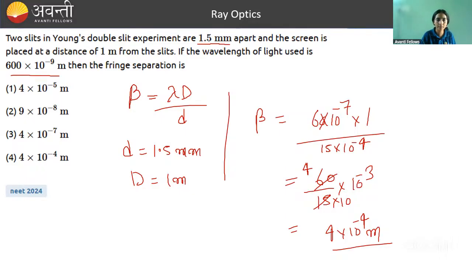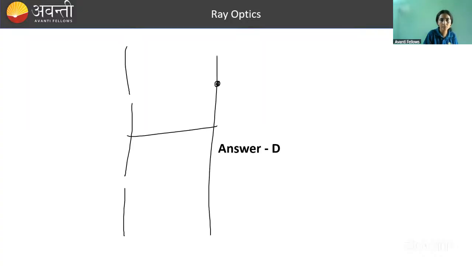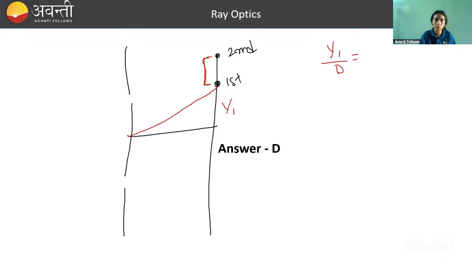What is beta? If you are confused, let me explain. Look at the YDSE experiment like this. Let's say here there is the first maxima, and here the second maxima. So fringe width is the separation between the fringes, either between two maxima or two minima. What will the distance of the first maxima, y1, be? y1 by D will be equal to how much? This is tan theta.